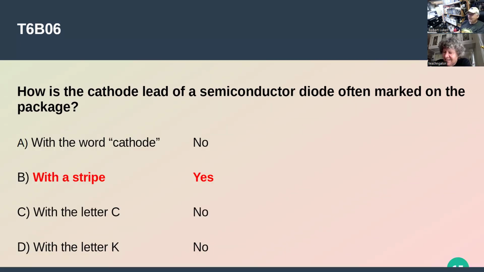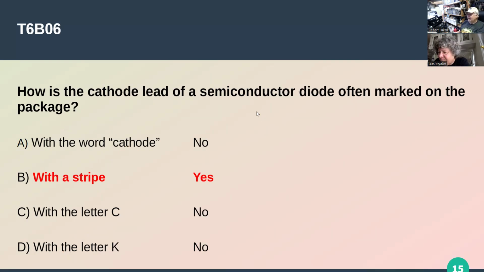Bravo is good. Now you notice they said a semiconductor diode because we also have vacuum tube diodes. They were here before semiconductor diodes.